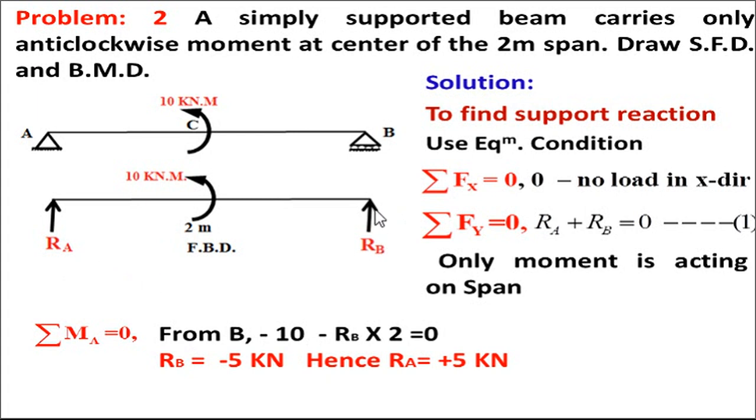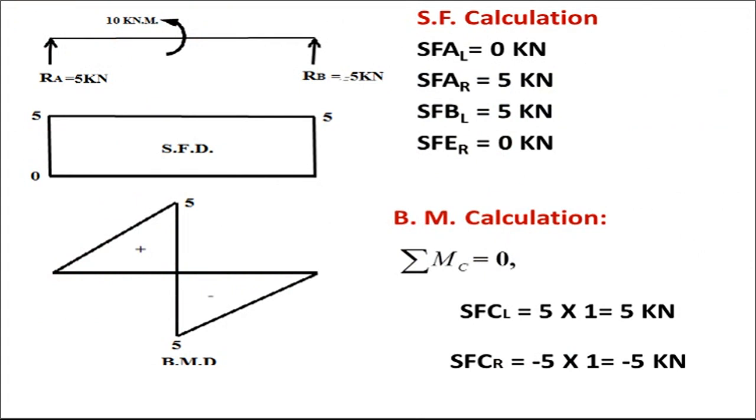RB is minus 5. This RB is not upward. What does minus indicate? I have assumed it initially as upward, but I got the value of RB as minus, which means this RB must be downward. RB must be downward and RA must be upward. Then this particular beam will remain in equilibrium. Now for this case I have to draw SFD and BMD. As you know, RA is plus 5 and RB is minus 5.